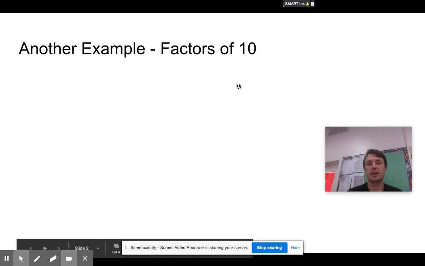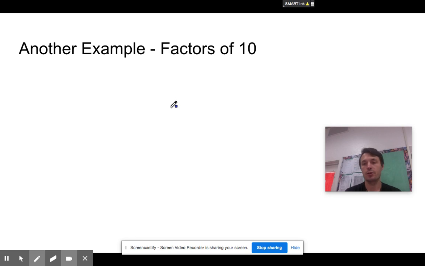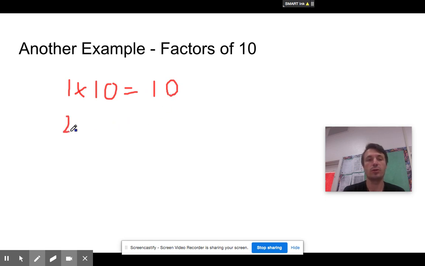Let's do another example. Let's find all the factors of 10. Remember, the factors of 10 are all the numbers you can multiply together in order to equal 10. So since 1 times 10 equals 10, that means 1 and 10 are both factors of 10. What else can you multiply together to equal 10? Well, 2 times 5 equals 10.